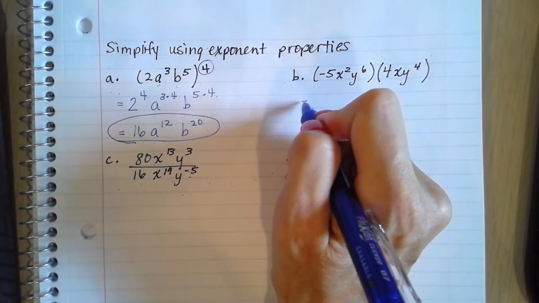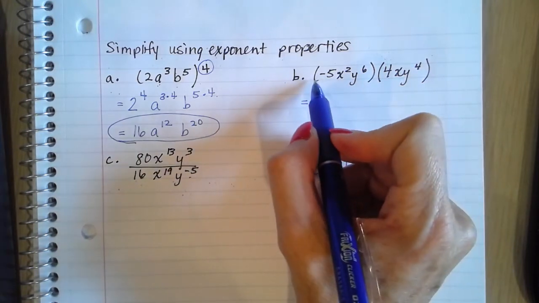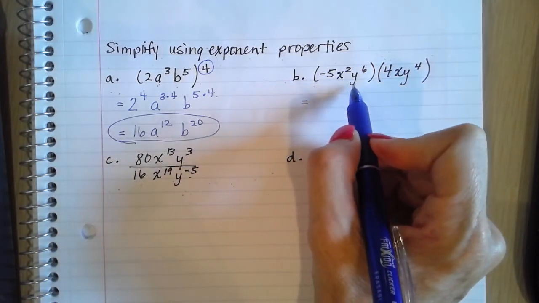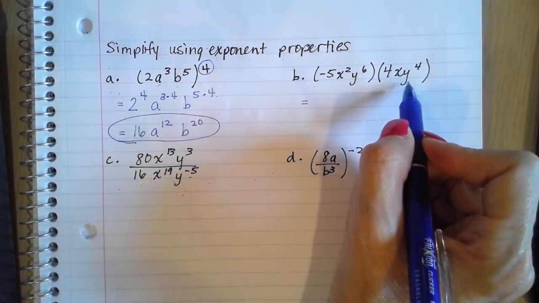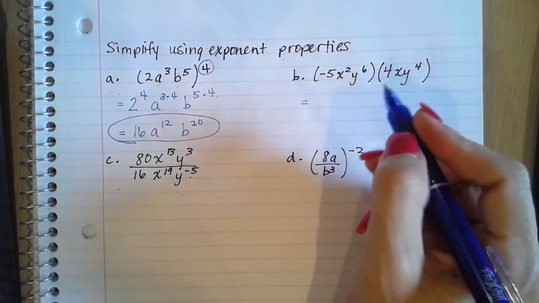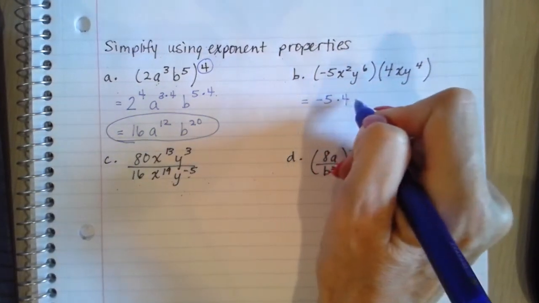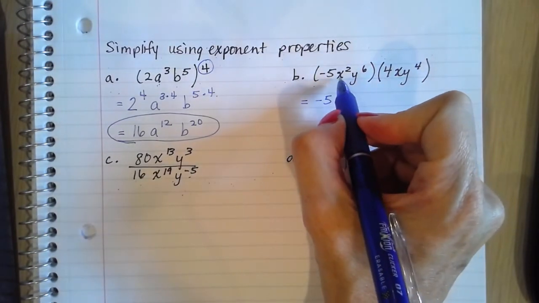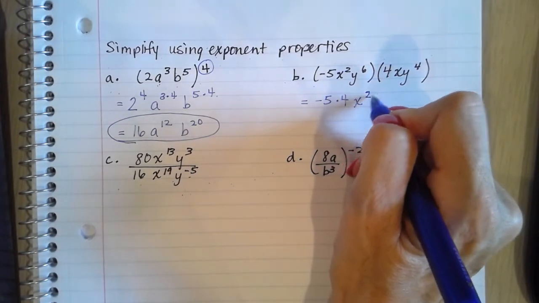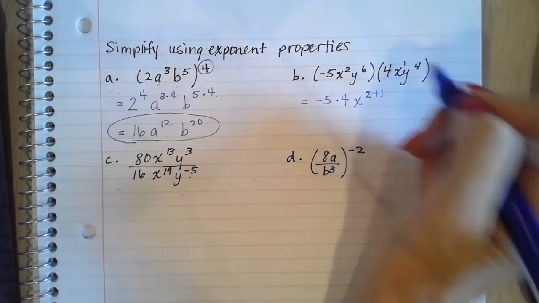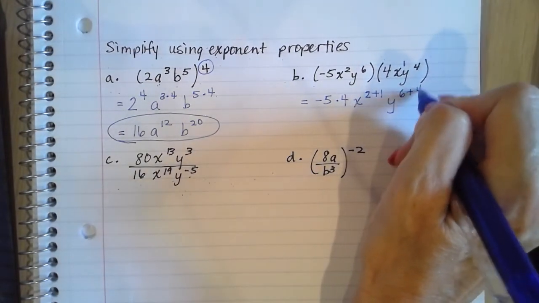In the next problem, this problem involves multiplication. So it's (-5x^2 y^6)(4xy^4). We're multiplying these, so we're going to first of all multiply the coefficients, but with the same variables, we're going to add the exponents. So it's going to be x to the power of 2 plus, there's an understood 1 in the second set of parentheses there. Then it's y to the 6 plus 4.